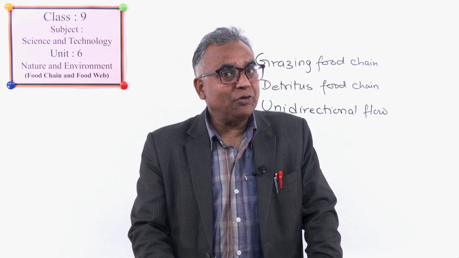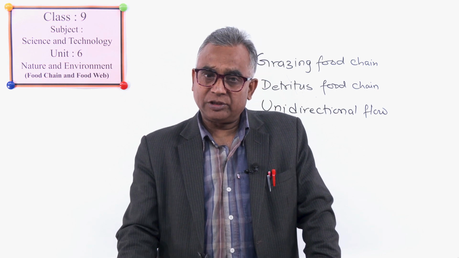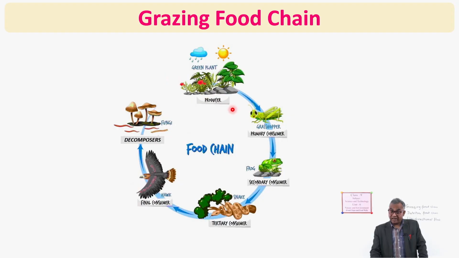I am going to give you the final picture for the food chain, that is also the grazing food chain. As I told you, grazing and detritus. Here are green plants. Green plants are producers. These producers are eaten by grasshoppers, so they are primary consumers. Primary consumers are eaten by secondary consumers like frogs. And here the frog is eaten by a snake, so it is a tertiary consumer.